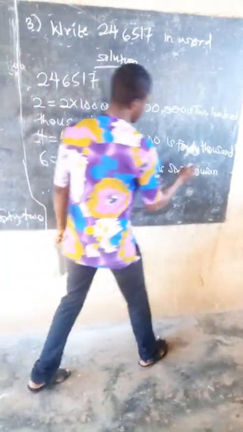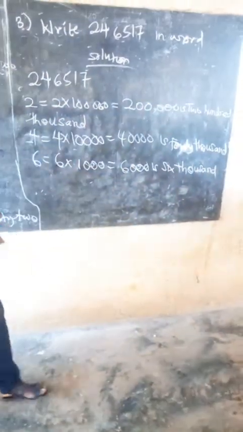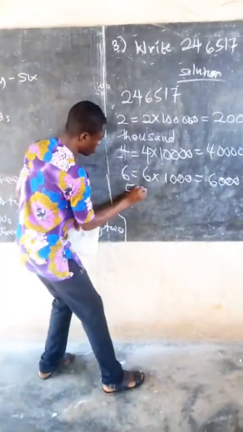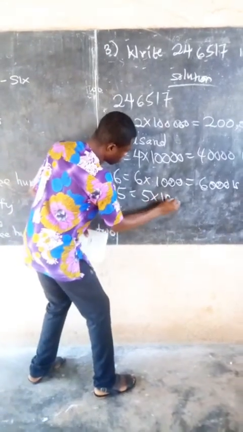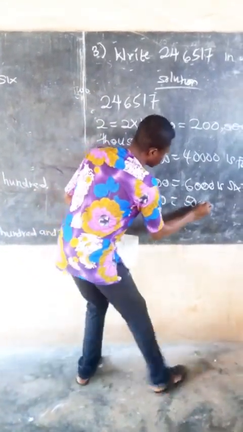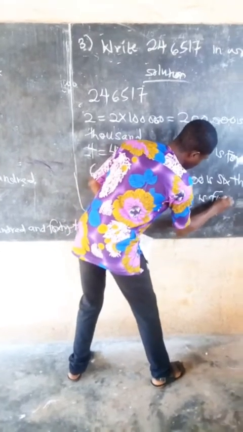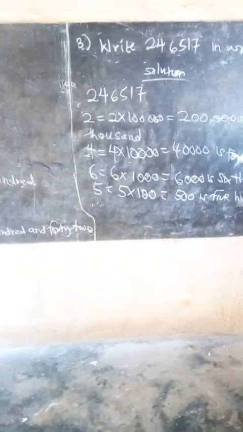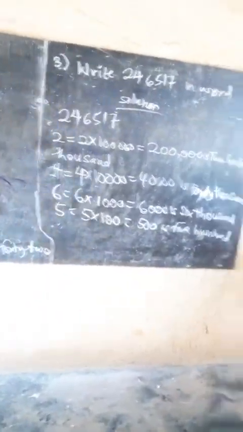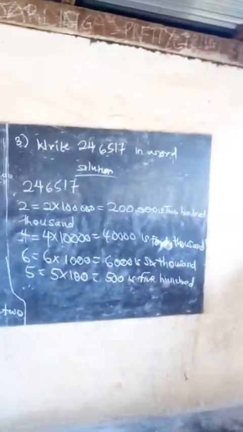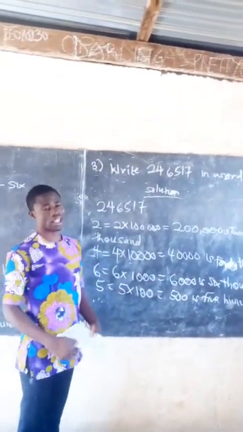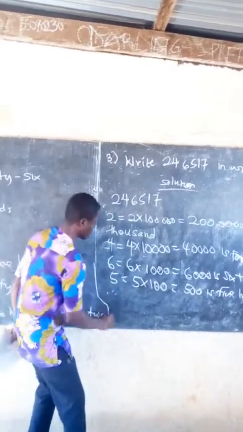From 6,000, from thousands we move to hundreds. 5 is in hundreds, so 5 times 100. And from hundreds we move to tens. 1 is in tens, 1 times 10.